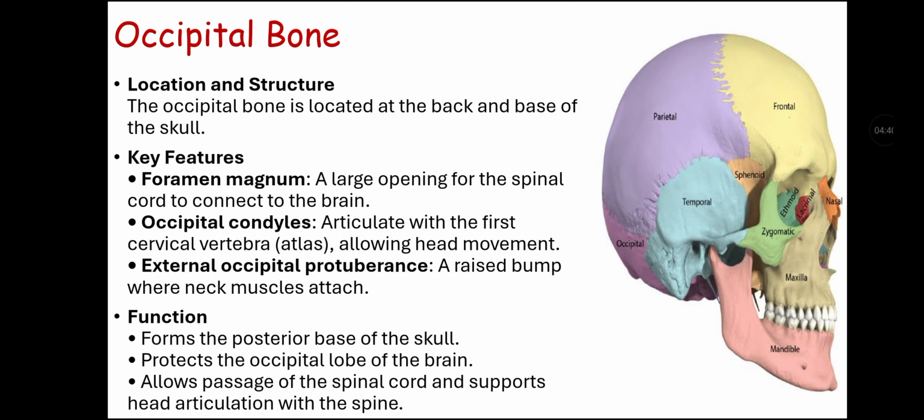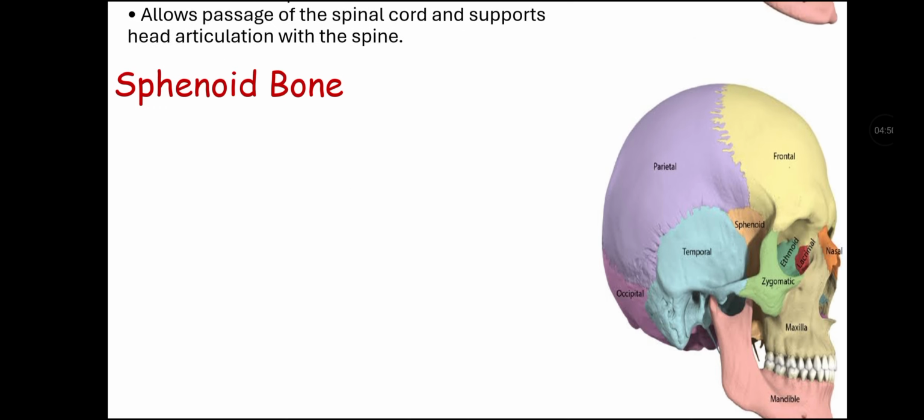Functions of the occipital bone include: it forms the posterior base of the skull. Second, it protects the occipital lobes of the brain. And third, it allows passage of the spinal cord and supports head articulation with the spine.